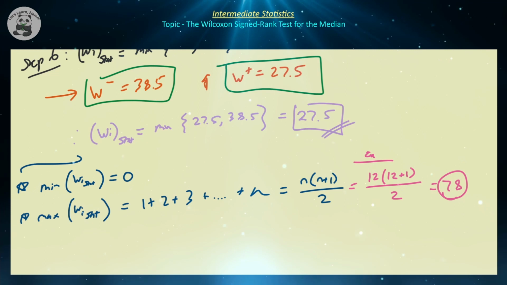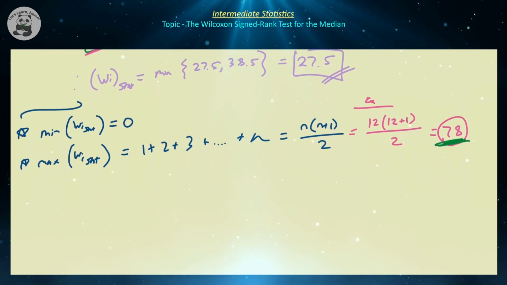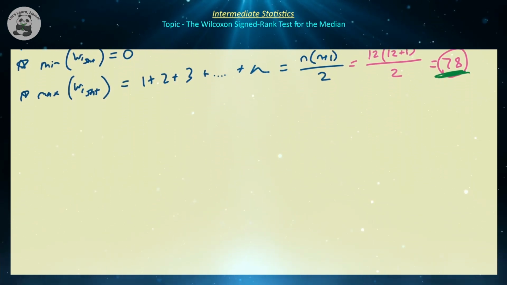So for this particular example, we have a 78 for the maximum and a 0 for the minimum, right? And if these are pretty much balanced in terms of distribution, then W minus and W plus should be approximately equal to the same exact number, which should be half of 78, which is just going to be equal to 39, right? Somewhere around there. So that's what we're looking for in terms of extremes and ideals, right?